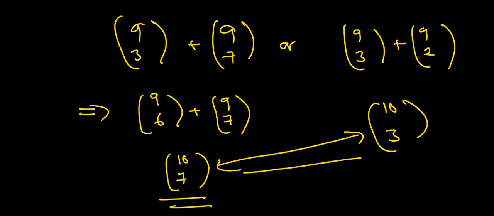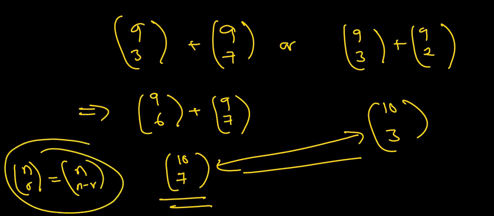So no matter what you do, the rule is still going to be followed, that whenever you have n choose r, it's always equivalent to n choose n minus r. This will always be true. It holds all the time.